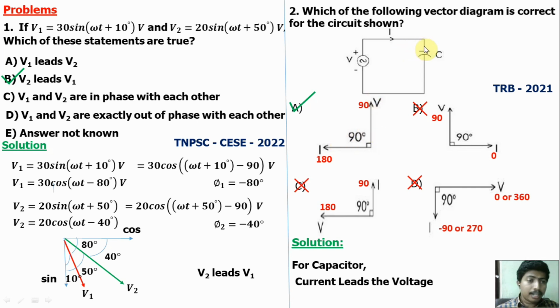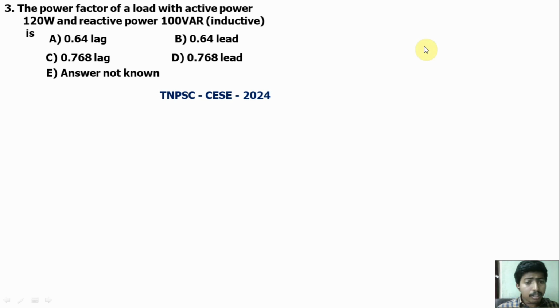Okay. Next, third question. This question is from TNPSC Combined Engineering Services Examinations 2024. Here real power is given, reactive power is given. We are going to find power factor. The inductive load is given. From that we can conclude inductive means lagging power factor. So option B and D are wrong. The option may be A or C.